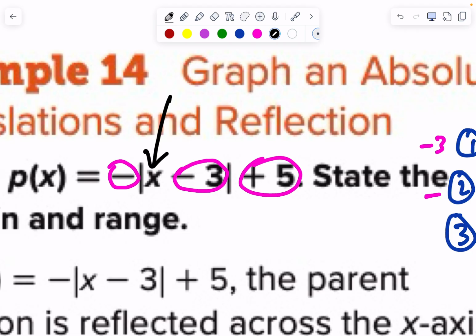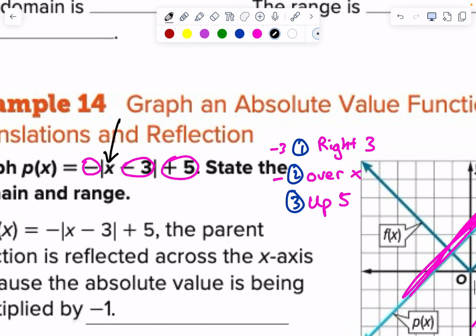Then, from there, would I attach the negative, or would I add the 5? Attach the negative to it. That's the second thing. Then I would add the 5. Now it's going to move them up 5. So that's how I judge. If I plug a number in for x, which one of those things do I do first? Good question.